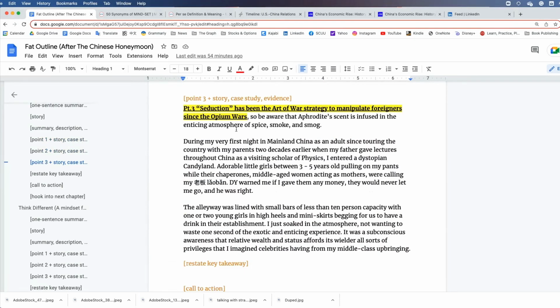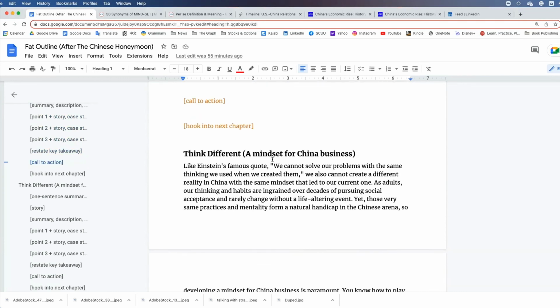And then for each one, I have points. This is a point. Seduction has been an art of war strategy to manipulate foreigners since the Opium Wars. So how do the people who are hosting me in China use the red light district scene in China to try to lower my guard and curry favors and stuff like that? That's all part of the story that Eddie Lee is going to be going through in China.